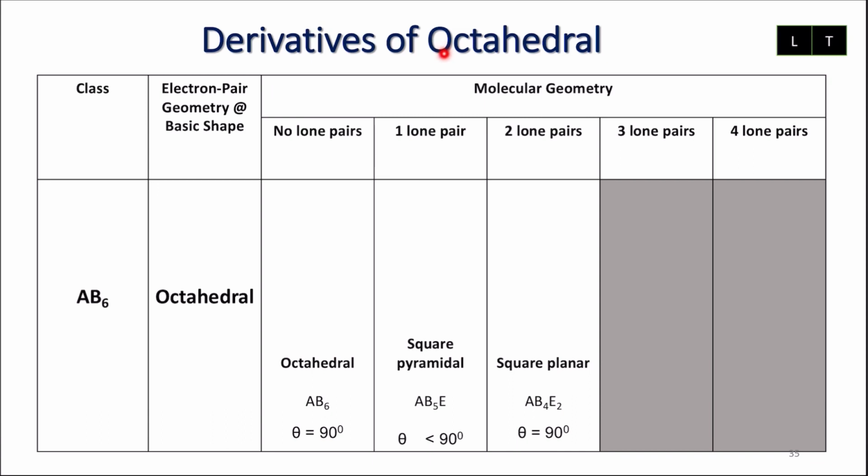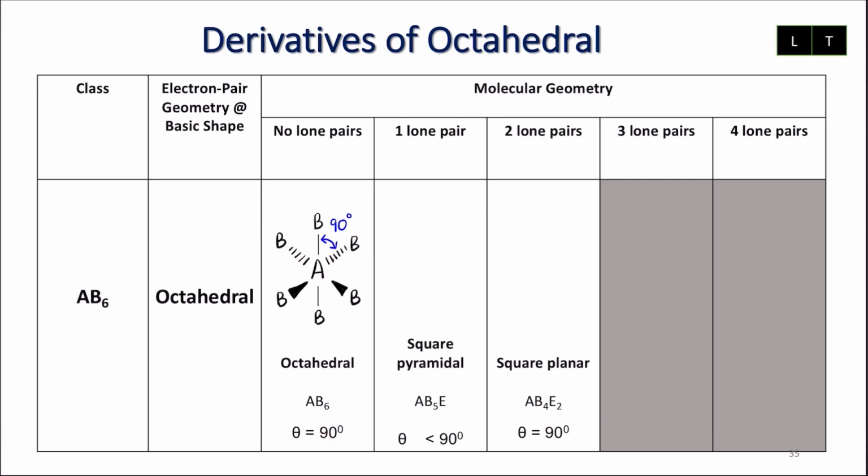In this video, we are going to continue with the derivatives of octahedral. Octahedral is the last basic molecular shape that we've learned so far, and the class for octahedral is AB6 because we have 6 bonding pairs. So this is how we draw the structure for the molecule with octahedral shape. The bond angle between two bonding pairs is 90 degree.